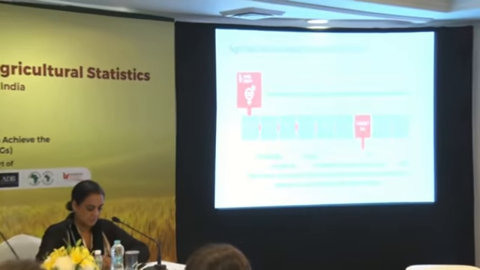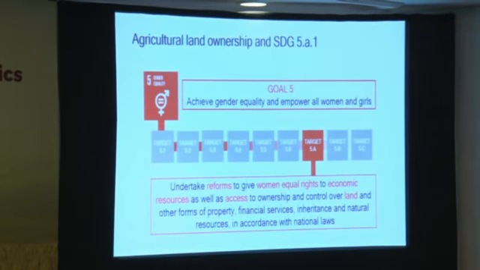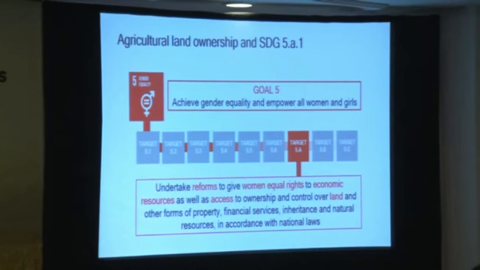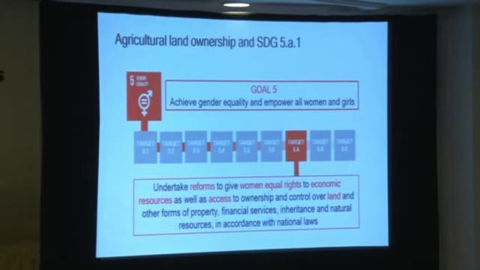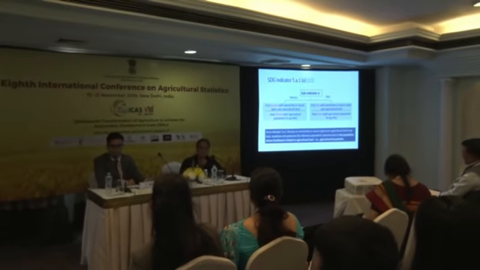Getting into the agricultural land ownership and the SDG 5.a, Goal 5 aims to achieve gender equality and empower all women and girls. Under target 5.a, it aims to undertake reforms to give women equal rights to economic resources as well as access to ownership and control over land and other forms of property, financial services, inheritance, and natural resources in accordance with national law. Further, since FAO is the custodian of the SDG indicator 5.a.1, I would like to request Ma'am Sangeeta to please explain further on the SDG indicator 5.a.1.